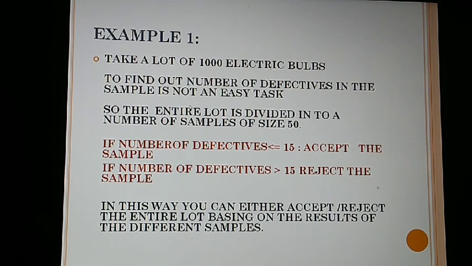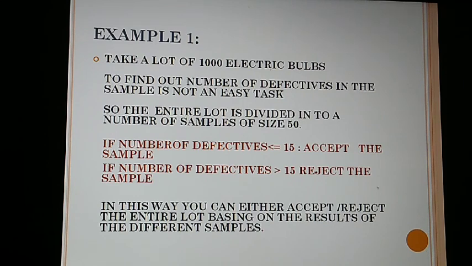If the number of defectives is less than or equal to 15, then accept the sample, and if the number of defectives is greater than 15, then reject the sample. So you have to set a target that the number of defectives in each sample of size 50 should not exceed 15. So the acceptance criterion is based on the number of defectives, because if it exceeds 15, you have to reject the lot, because you have set a target that the number of defectives in each sample should not exceed 15.